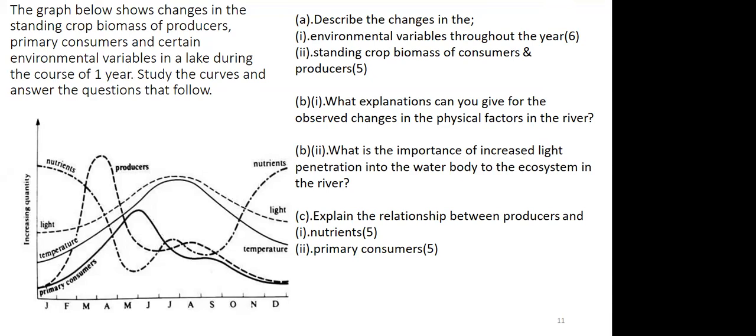Then from around July to August, the light is also almost constant because the producers have reduced in the lake, and the primary consumers are also low. So there is space for the light penetration. Something like that. I'm also not sure, just adding on.